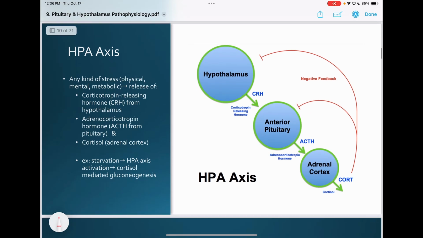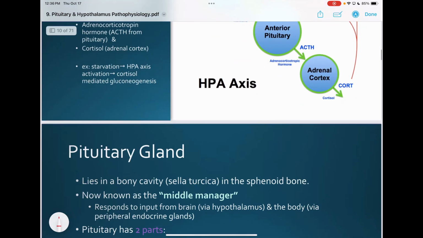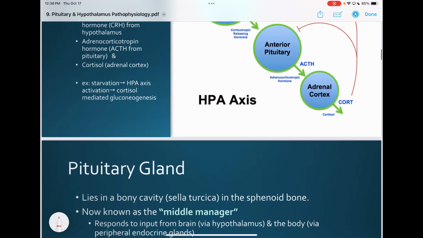And then here's just another way of looking at it again. Remember what causes each one to occur. Now, starvation causes the HPA axis to activate. Cortisol-mediated gluconeogenesis. What's gluconeogenesis? New glucose from other substrates, amino acids or triglycerides, making new glucose. Okay, and remember, cortisol makes your blood sugar rise. Fight or flight response, we need sugar in the blood to provide energy for whatever it is we need to do.